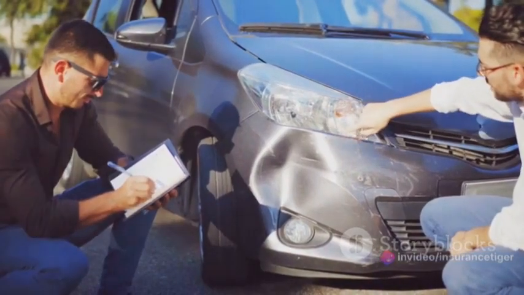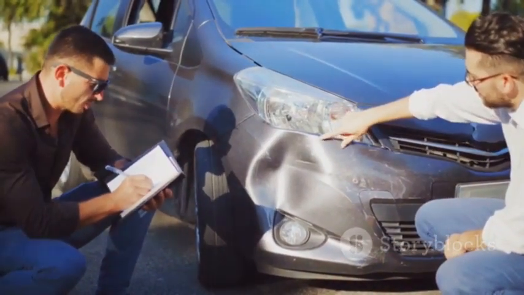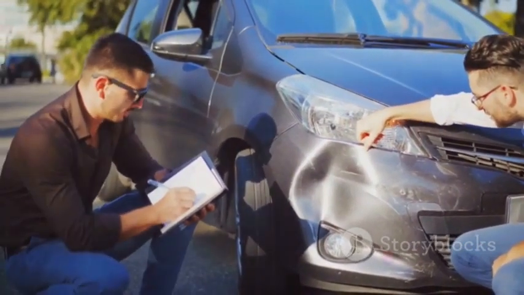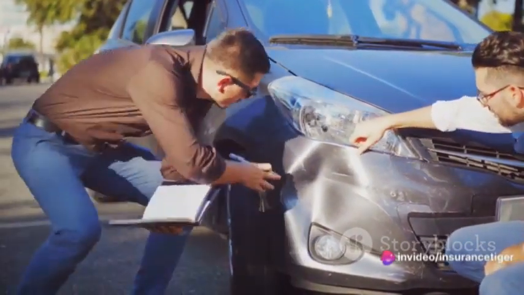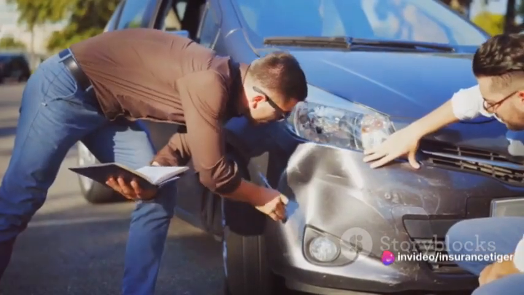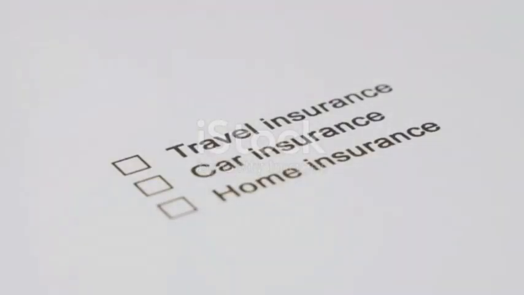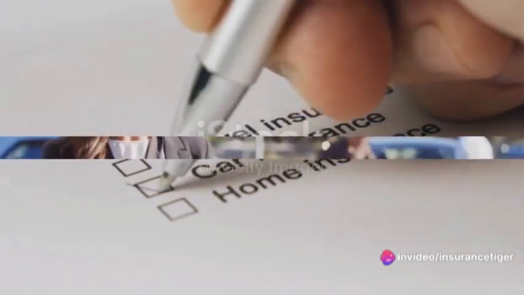Bodily injury liability pays for medical expenses and legal fees if you cause an injury in an accident. Then there's property damage liability, which covers the cost of repairing or replacing the other party's property if you damage it in an accident. Next up is personal injury protection, often referred to as PIP. This covers medical expenses, lost wages, and sometimes even funeral expenses for you and your passengers, regardless of who is at fault in the accident.